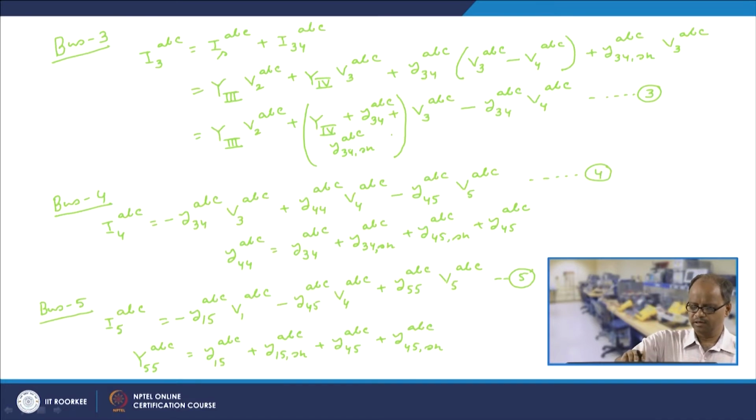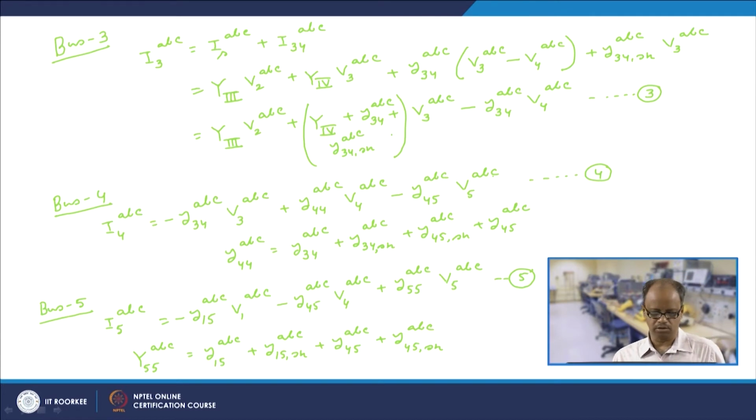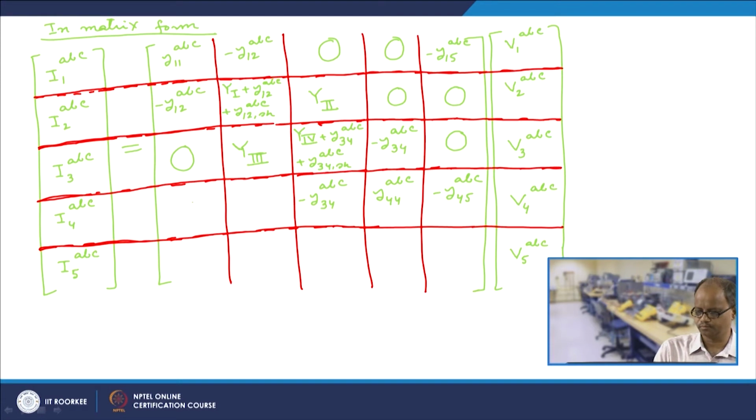Then what we have is bus 4. Bus 4 is minus Y3 4 V3, minus Y3 4 V3, Y4 4, minus Y4 5 V5, all are 0.